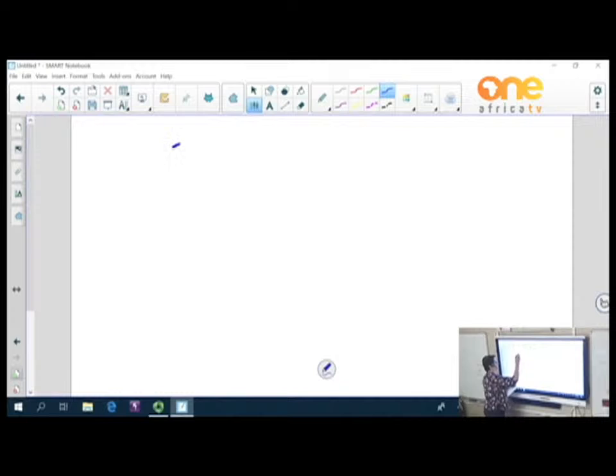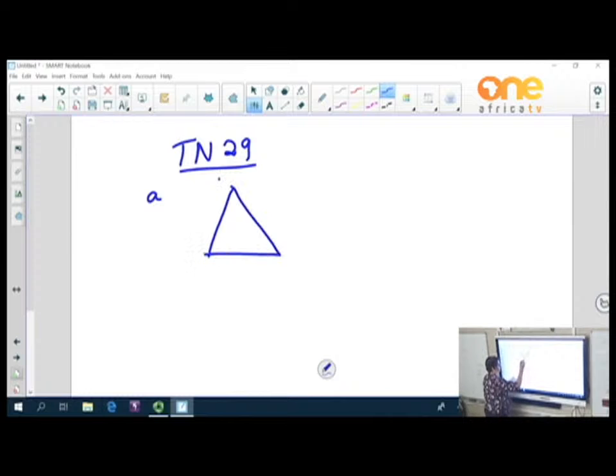Now we're looking at Try Now 29. Now this is now a mixed exercise, and now you have to look what do you need to find every time. First do the sums and then you mark them. So again we've got a triangle PQR.